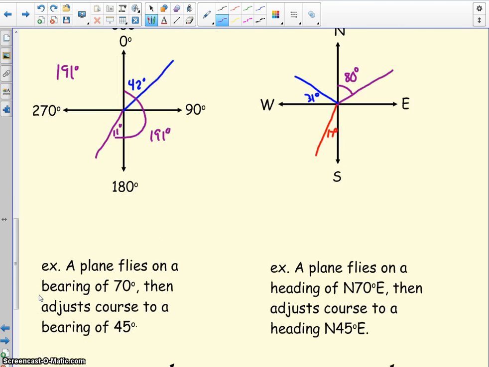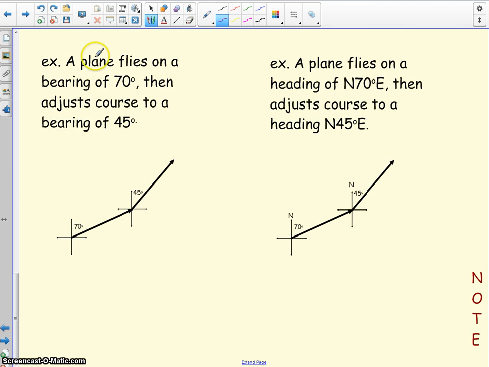Okay, you can see a few more examples of these down here. So let's say we have a plane flying on a bearing of 70 degrees. So that's this first arrow right here. It's 70 degrees clockwise from north. It takes you this direction. And then from there we go on a bearing of 45 degrees. So again, true north from there, 45 degrees clockwise means you're going this direction.